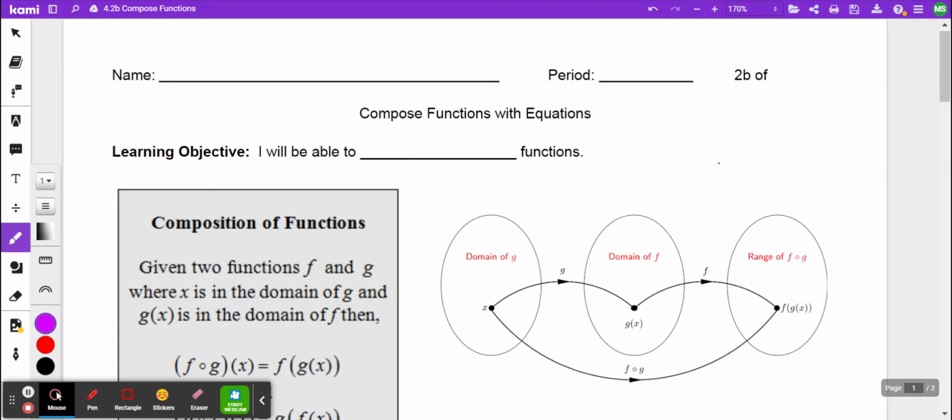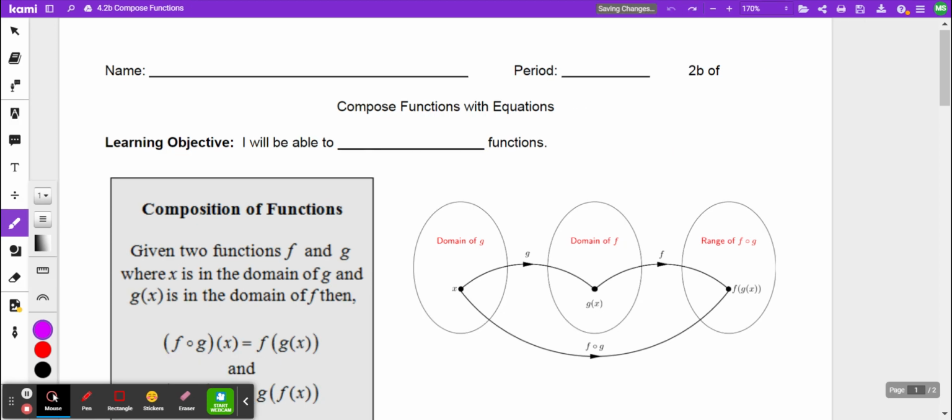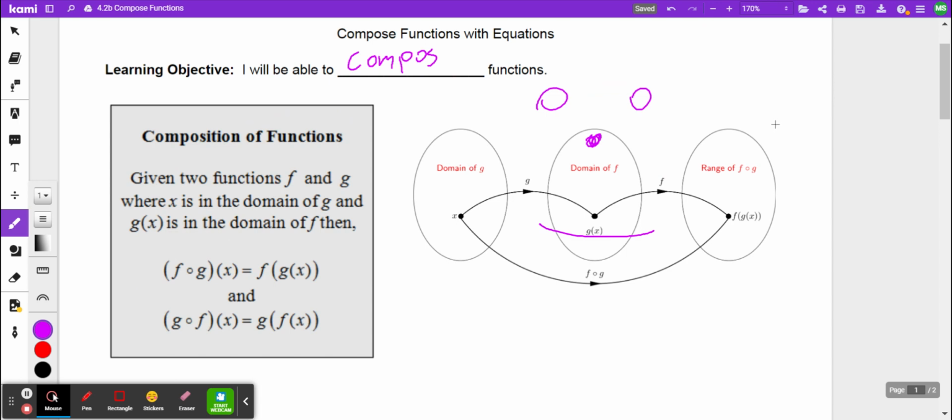So, I will be able to compose functions. Well, why don't we do that? I will be able to compose functions. But wait, we still have this guy right here. Little clown face here. What does it mean to compose functions? Well, if you remember from previous, let's fix this.